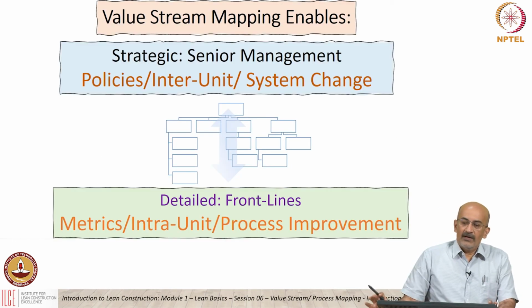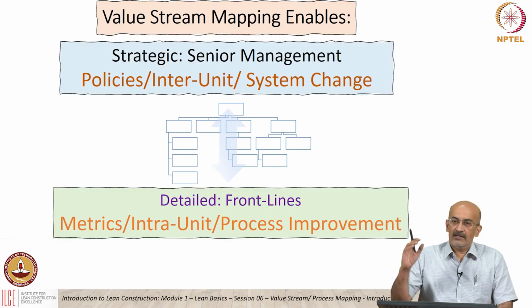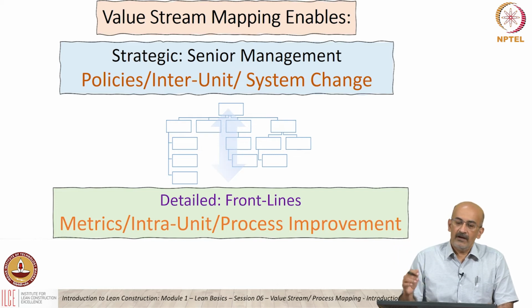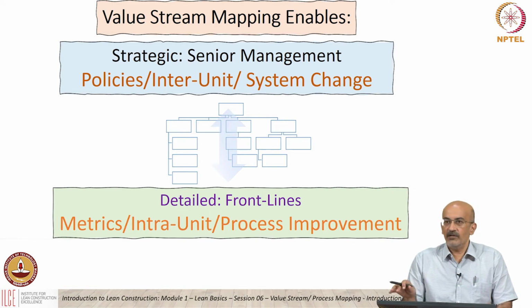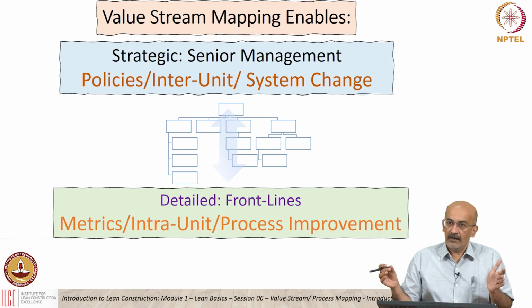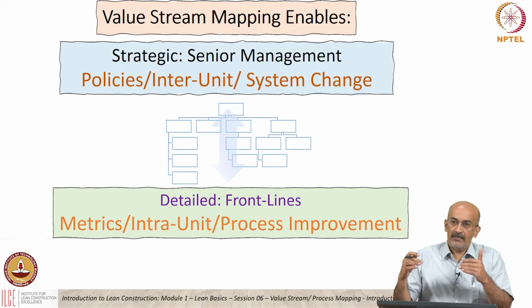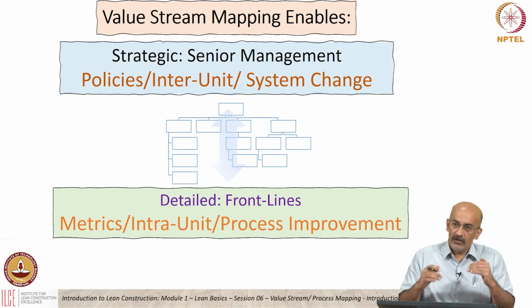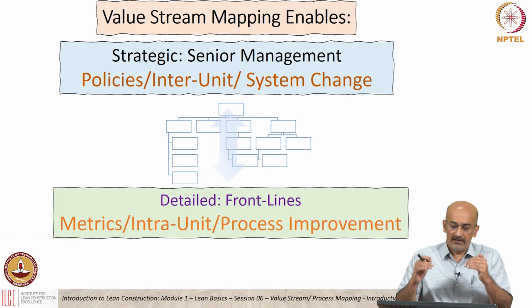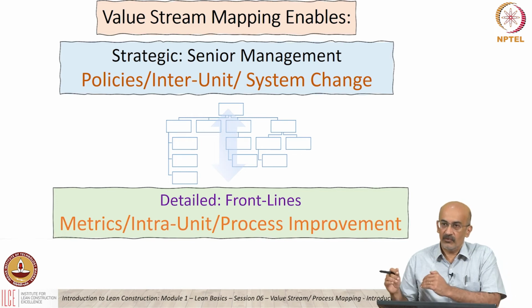So if we look at value stream mapping, just as we discussed in the macro and the micro perspective, in the macro perspective, it can be strategic. We need senior management inputs. It impacts policies, inter-unit coordination and system level change. The same concepts apply at the detail or frontline level. We look at more detailed metrics. We look at intra-unit process improvement.